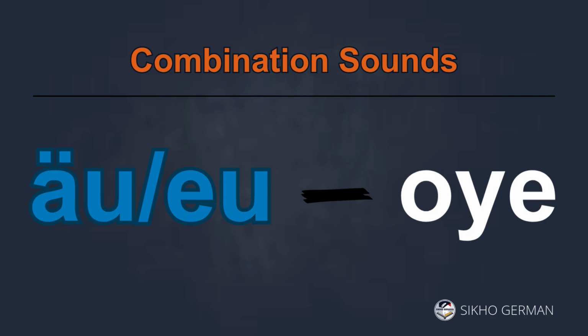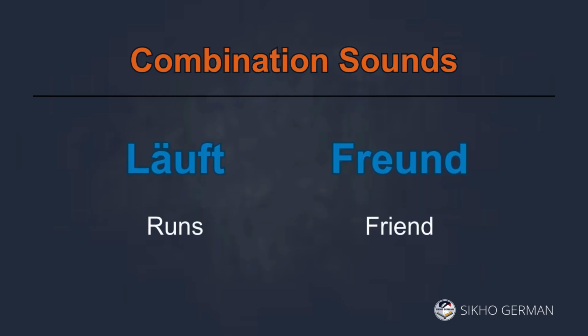When you see a umlaut U or EU together, they make the sound oi, like boy or toy in English. This applies to both a umlaut u and eu. They sound the same, like oi. Läuft, which means runs, has a umlaut u, and Freund, which means friend, has eu. Repeat. Läuft, Freund.